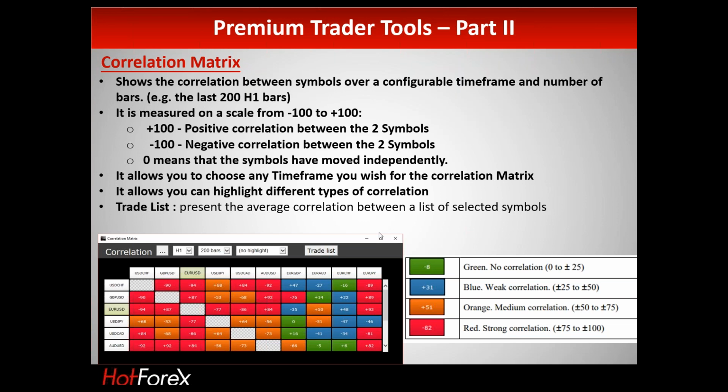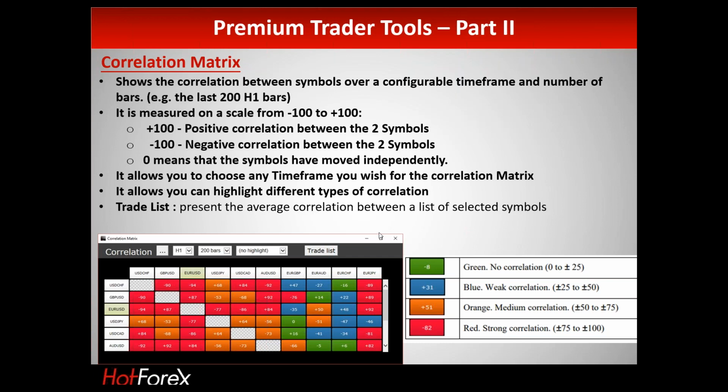The scale of this correlation is from negative 100 to 100. If you have plus 100, this means that you have a positive correlation between the two symbols. If you have a minus 100, then this is a negative correlation. If you have 0, that simply means that they move independently, and there is no correlation between them. So hopefully you're aware of what I mean by positive and negative correlation.